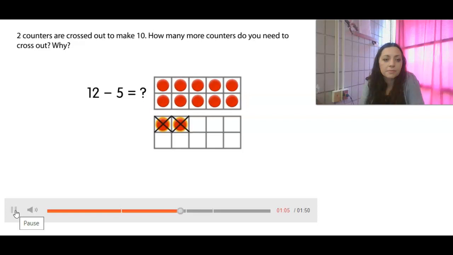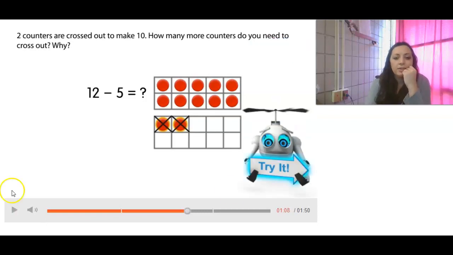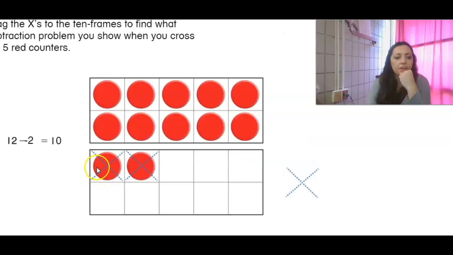How many more counters do you need to cross out? So let's think about it. Are you ready? We're going to try it. I've already got 2. If I cross out one more, it's 3. Then I cross off one more, 4, and then cross off one more, and then finally I crossed off 5. So 12, take away those 5 would equal 7.